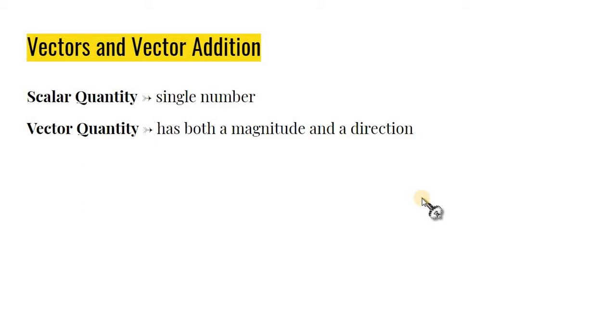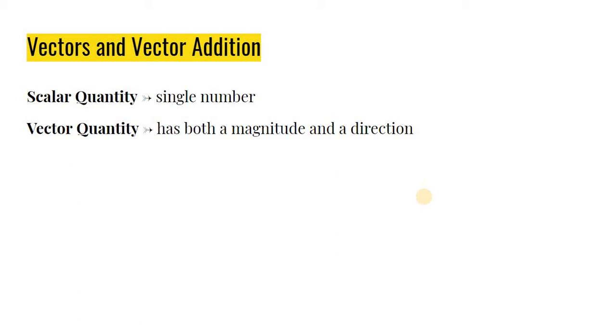So let's tackle vectors and vector addition. There are two kinds of quantity: one is scalar and the other is vector. When we say scalar, it is just a number with units. For example, 5 meters. So it's just a number. Another example is weight or mass, let's say 50 kilograms. So that's a scalar quantity.